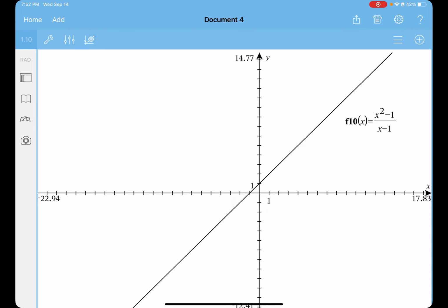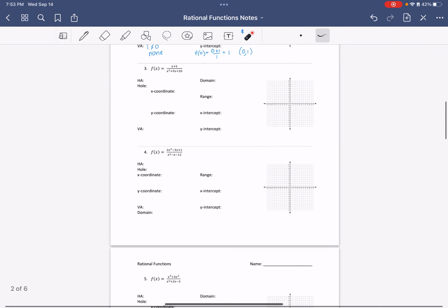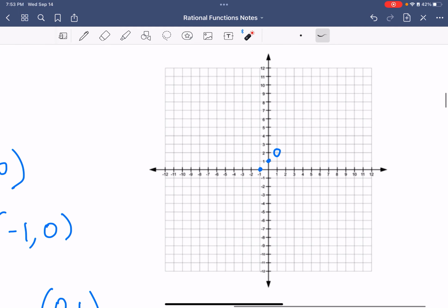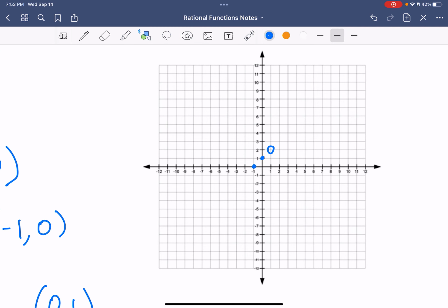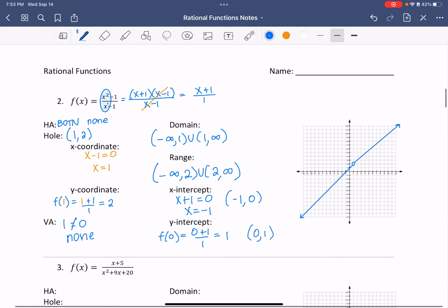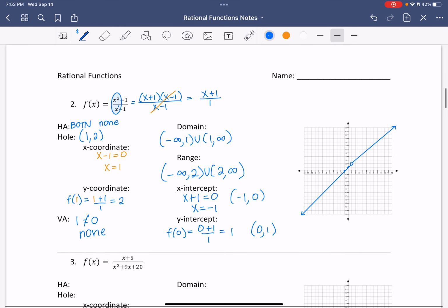So you should not rely on the calculator because the calculator will basically make you forget that there's a hole. So always try to do everything by hand, factor by hand, and see if you're going to have a hole. Because oftentimes kids get it wrong when they rely on the calculator. Okay, so there is a straight line for the graph. However, there is that hole that we talked about previously. I know mine looks a little crooked, but that's okay. So that is question number 2.